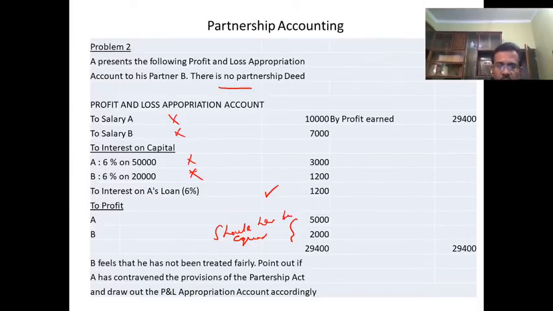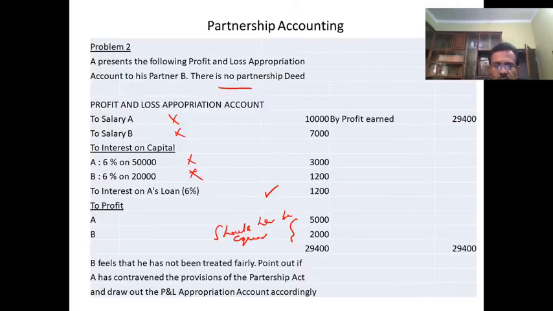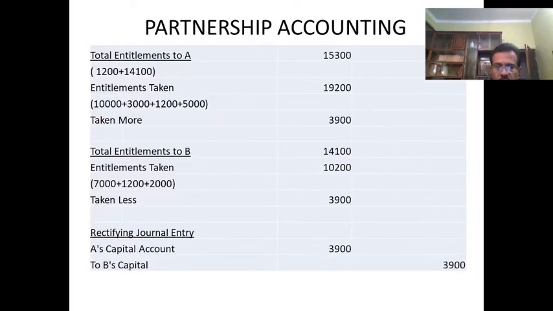10,000 plus 3,000 plus 5,000. So this is what he had taken. Right? 10,000 he took, 3,000 he took, okay, 1,200 he took, and 5,000 he took. So he took away all the money, but he cannot take it. So taken more is 3,900.